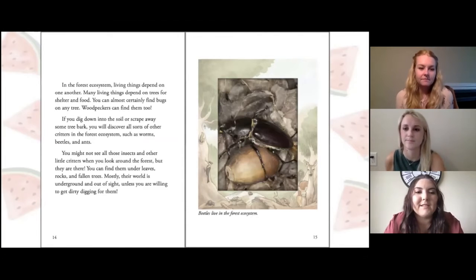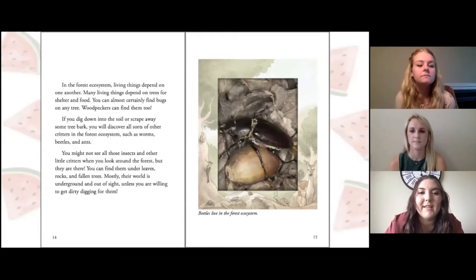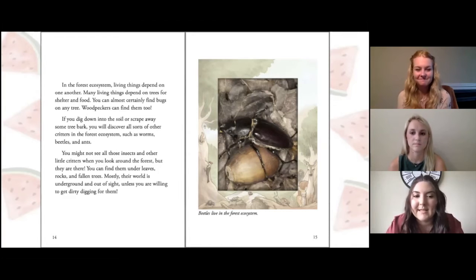In the forest ecosystem, living things depend on one another. Many living things depend on trees for shelter and food. You can almost certainly find bugs on any tree. Woodpeckers can find them too. If you dig down into the soil or scrape away some tree bark, you will discover all sorts of other critters in the forest ecosystem, such as worms, beetles, and ants.